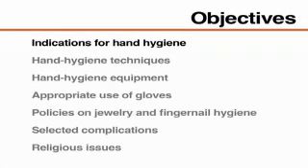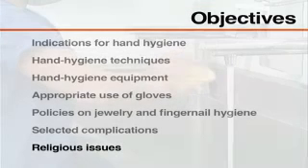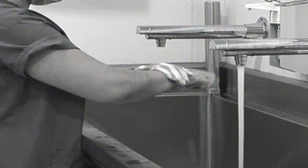This video will demonstrate the various indications to perform hand hygiene as well as 2 different hand hygiene techniques: hand rubbing with an alcohol-based hand rub formulation and hand washing with soap and water. This video will also review hand hygiene equipment, the appropriate use of gloves, and policies on jewelry and fingernail hygiene. We will also review selected complications associated with hand hygiene and make suggestions about how to avoid them. Finally, we will comment on religious and cultural issues concerning hand hygiene. Hand hygiene to prepare for surgical procedures will not be addressed in this video.